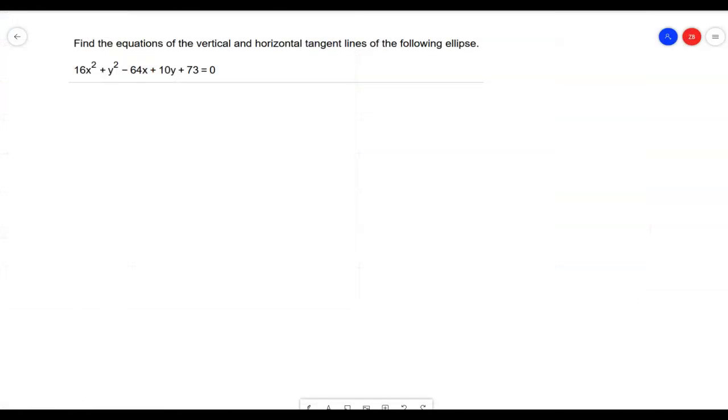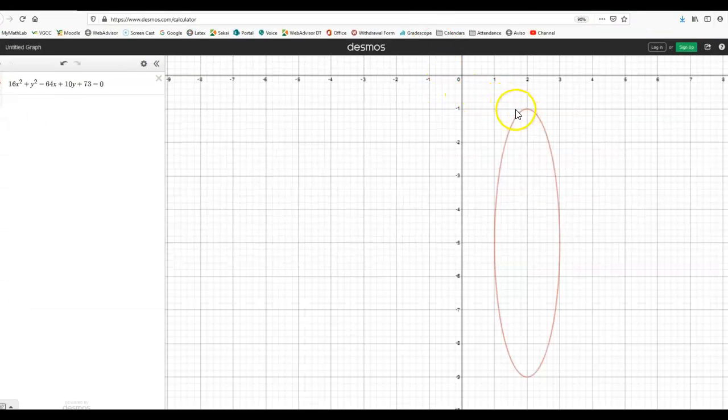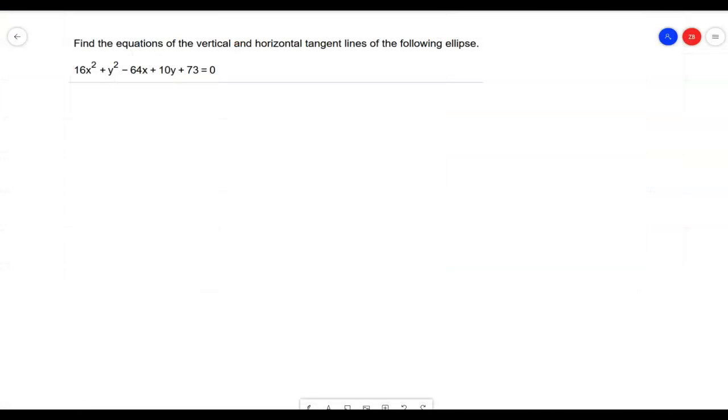And what it's asking us is to find the equations of the vertical and the horizontal tangent lines of this ellipse. So looking at this graph, we're going to find the equations of the vertical tangent lines, so that's going to be probably here and here, and the horizontal tangent lines right here and here. Now, just looking at this, I can probably guess what those are going to be, right? The horizontal are going to be y is equal to -1 here, y is equal to -9, and the vertical are going to be x is equal to 1, and x is equal to 3. But we have to have some mathematical way to derive that. So let's go ahead and do that.